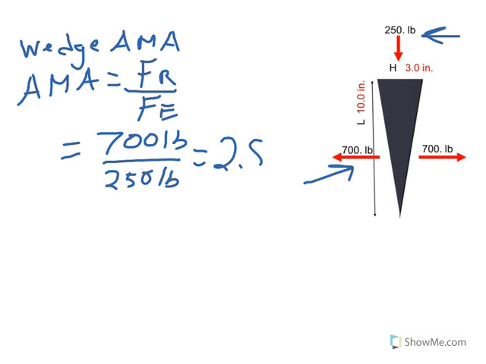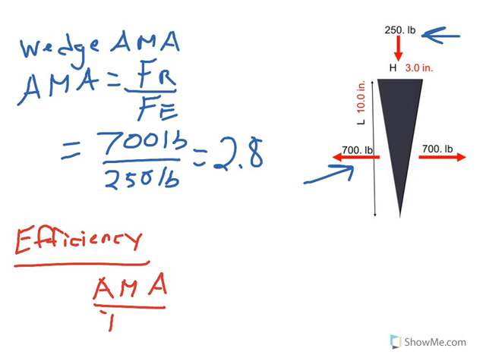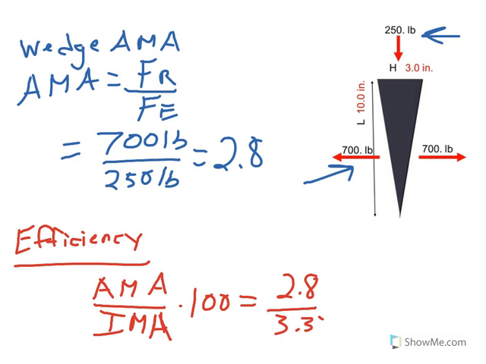2.8. Now that I have my actual mechanical advantage, I want to find out what the efficiency is. That formula, as it has been every other time we've used it, is AMA over IMA, and then multiplying that by 100. So to substitute, I have 2.8 over 3.33, and I'm going to multiply that by 100, which gives me an 84% efficiency. That's the fifth of our 6 simple machines. The last one is a screw, which we will cover here very soon.